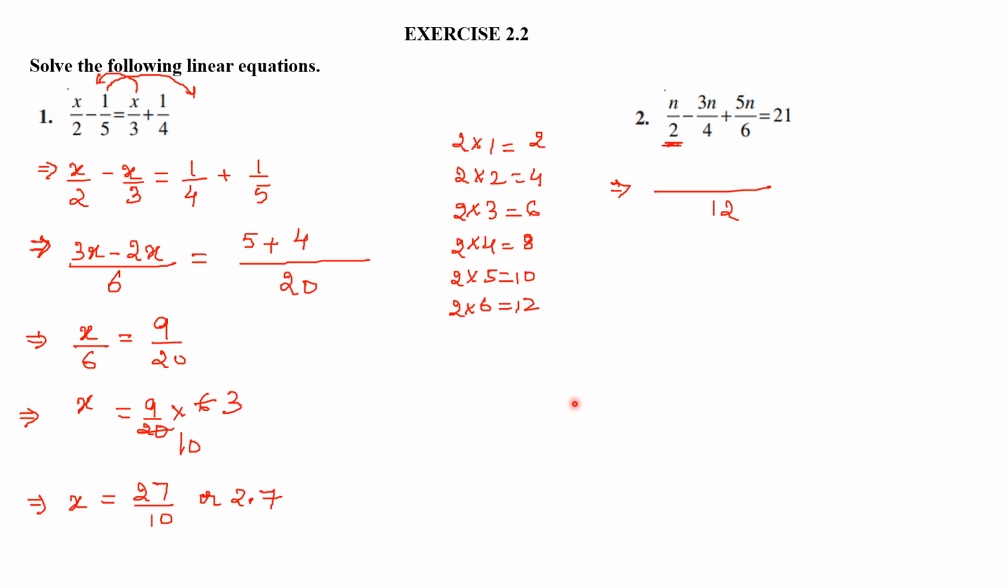Okay, it will be faster. So in the table of 2, 12 comes at 2 times 6. So 6 you have to multiply in the numerator also. So it will become 6n.